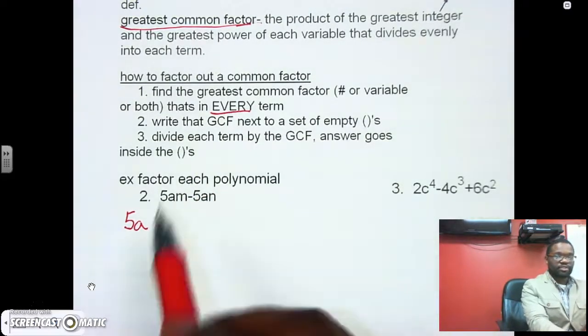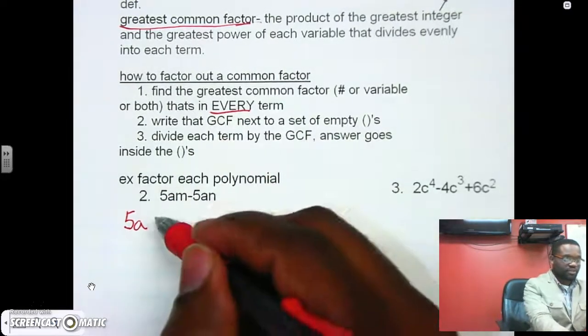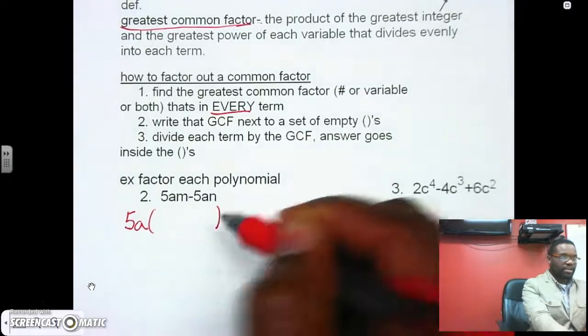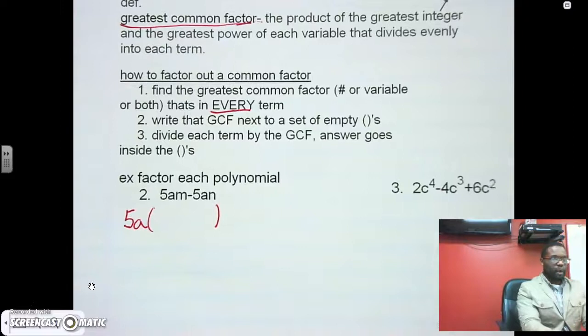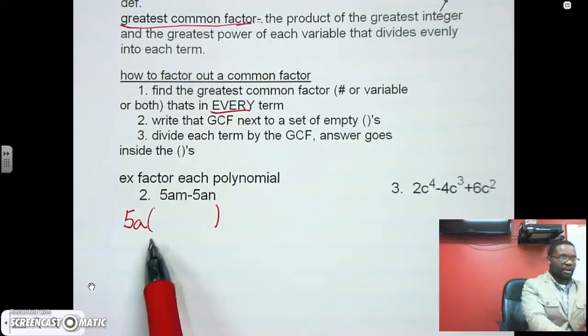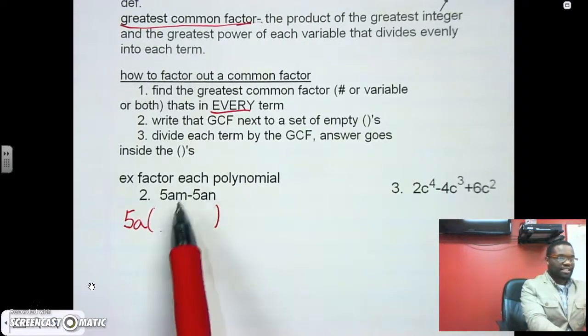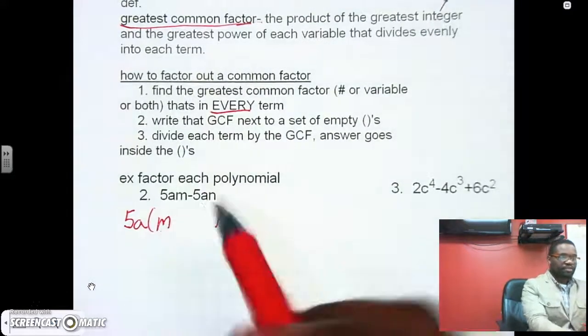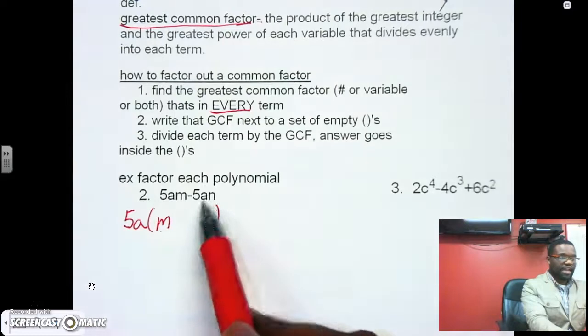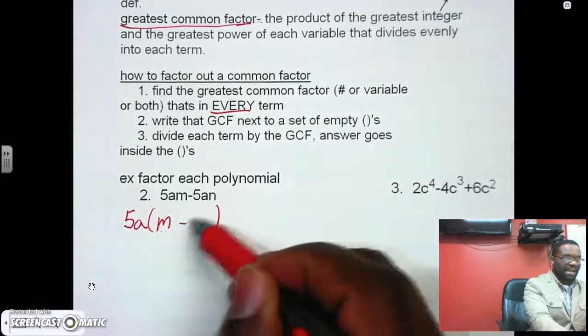So step number 2 says write that next to a set of empty parentheses. Okay. I usually make them big enough to fit something in. I don't know what's going to go in there most of the time, so I'll make it big enough. Now, how do I figure out what's going in here? Well, if I divide or take away a 5a, you get an m. If I divide or take away a 5a, which is what's out here, you get a minus n.